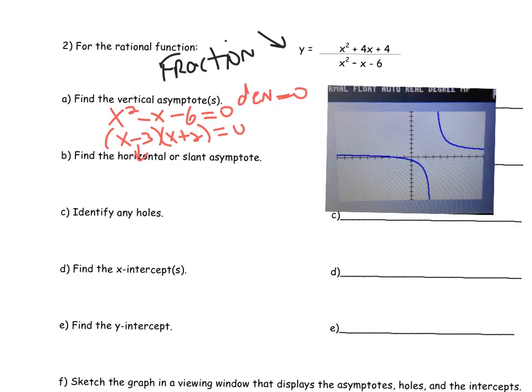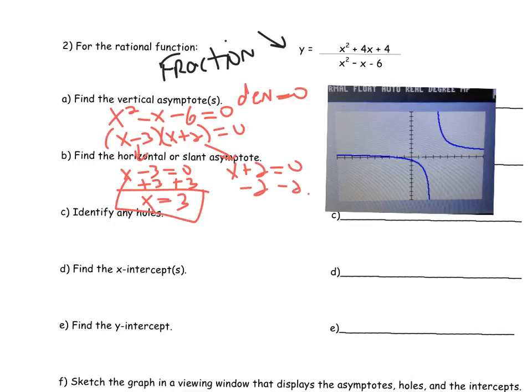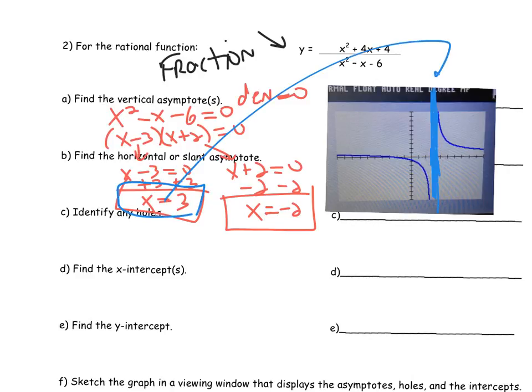When I set each of those factors equal to 0 and solve, the two vertical asymptotes are x = 3 and x = -2. Vertical asymptotes are areas that your graph avoids. So for example, if I look at my graph and go to x = 3, here is 3 on the x-axis. It definitely seems like this graph has an issue with x = 3. However, it doesn't look like that at x = -2, where the graph has a vertical asymptote.